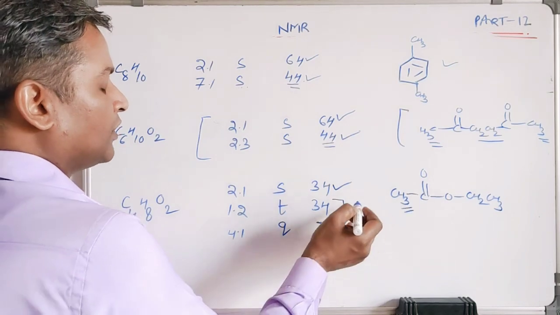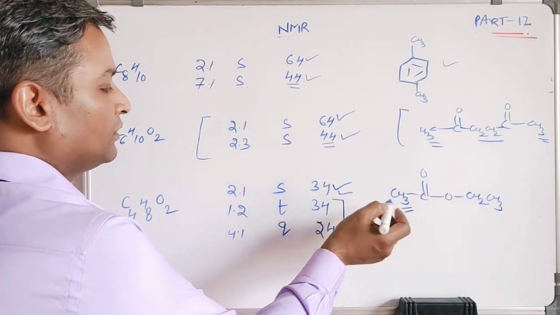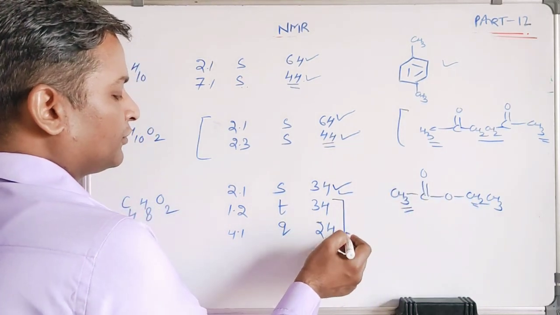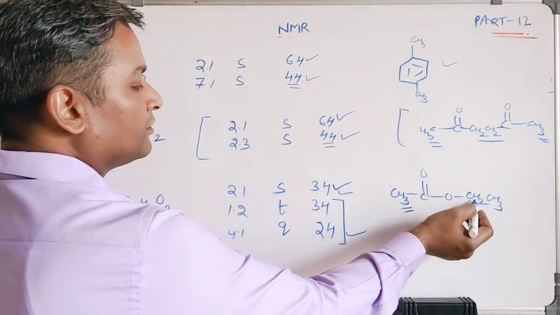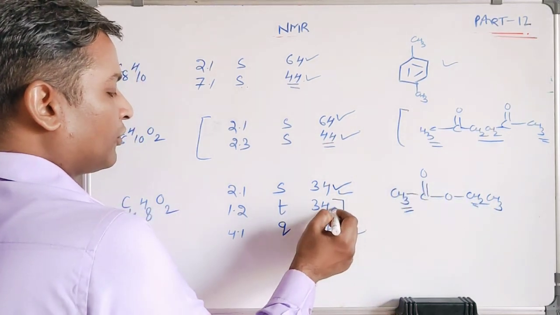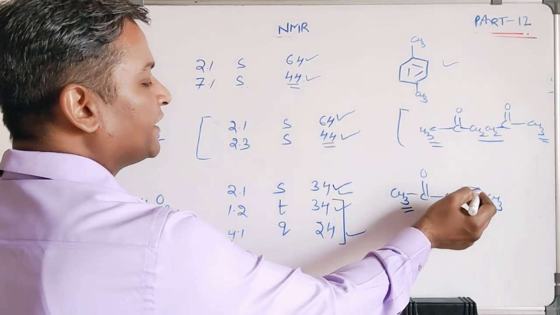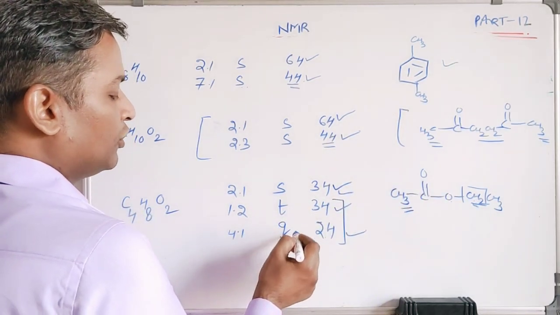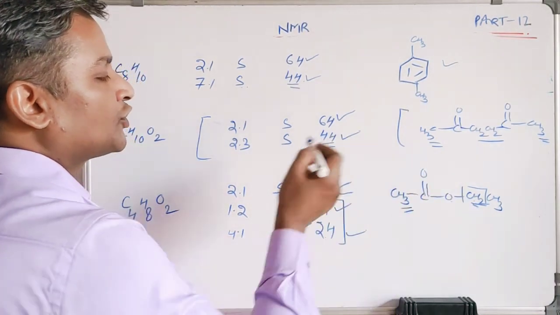Singlet for 3 protons. Quartet for 2 protons. Triplet for 3 protons. And this should have the highest value because it is close to the oxygen. So this is the structure of the compound.